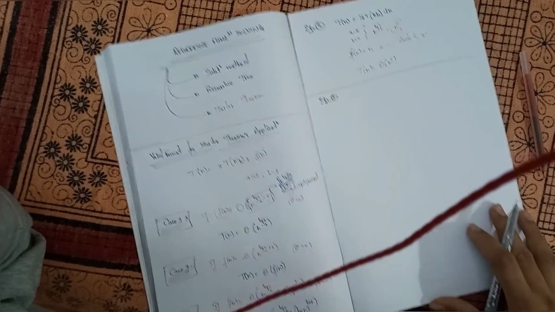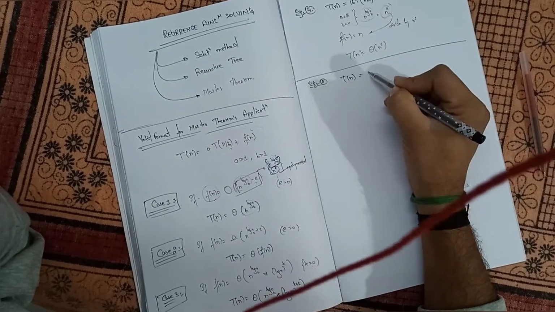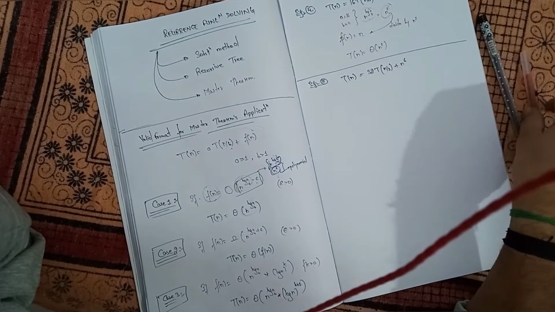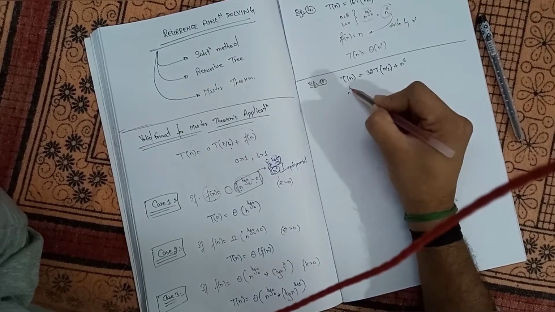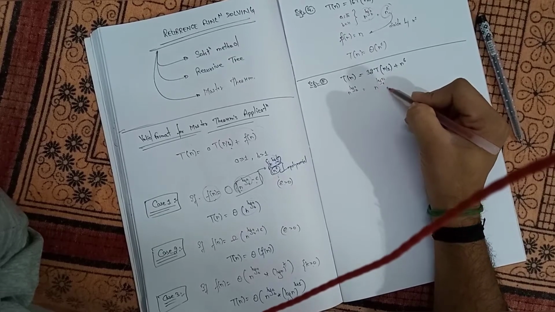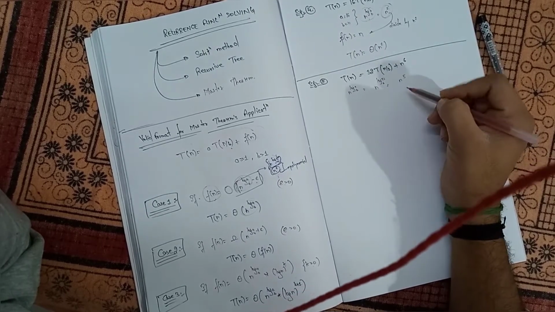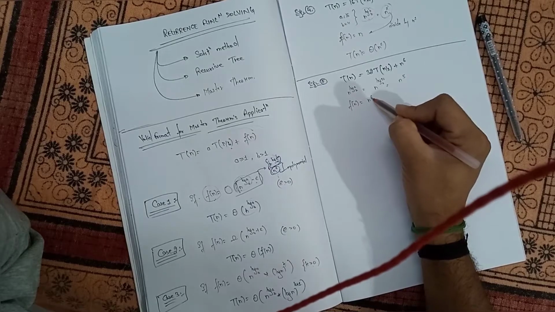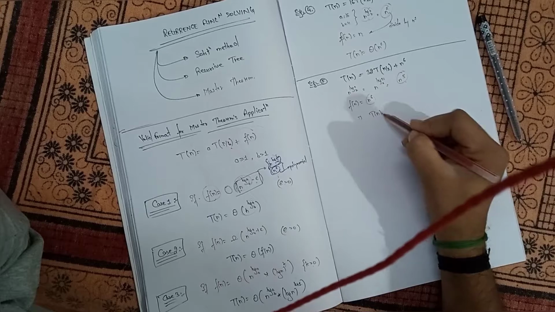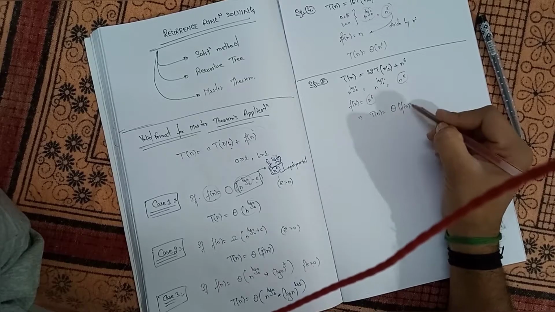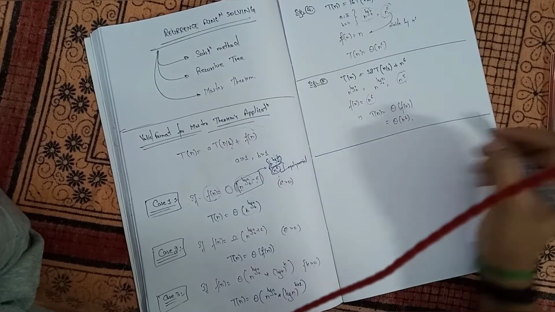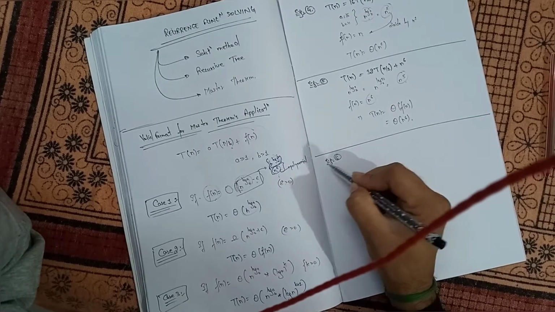Example 5, which is T of n is equal to 32 T of n by 2 plus n power 6. So n power log a base b is equal to n power log 32 base 2, which is n power 5, and f of n is given to be n power 6. Clearly f of n is greater than n power 5. This implies T of n will have the same complexity as f of n, which is theta of n power 6.